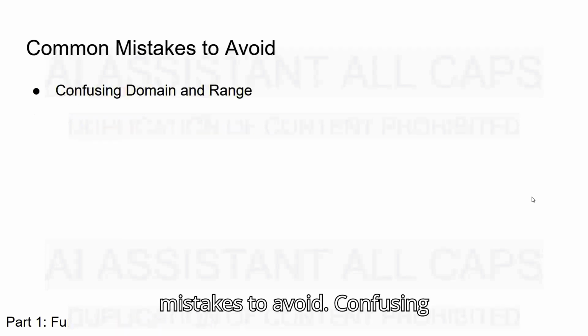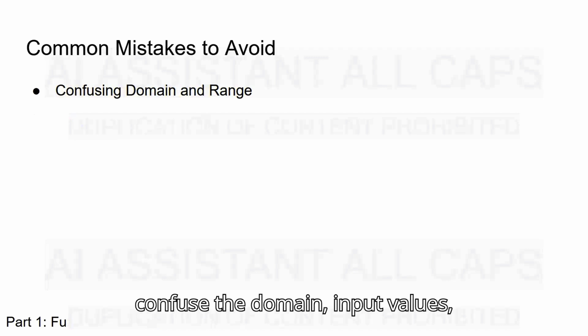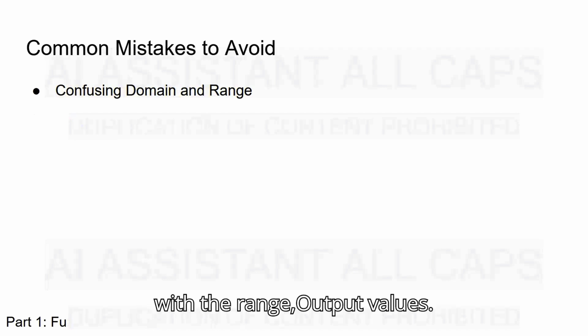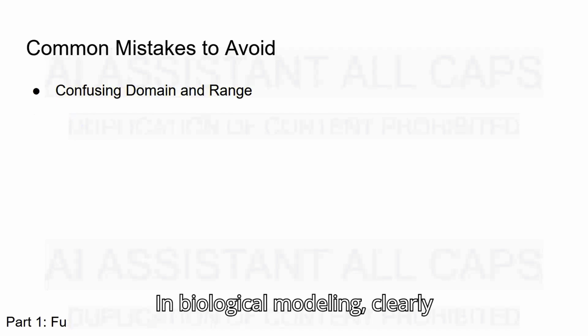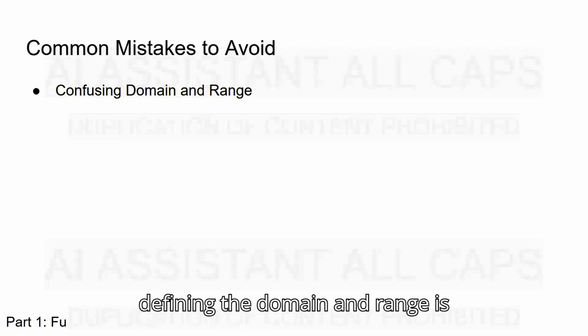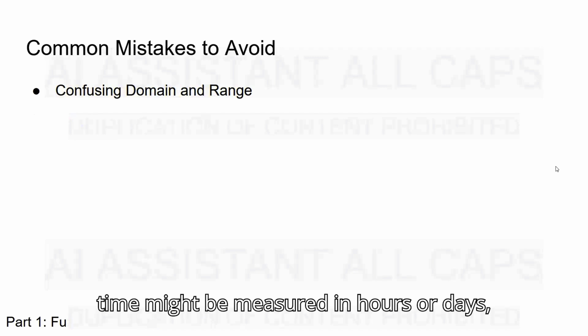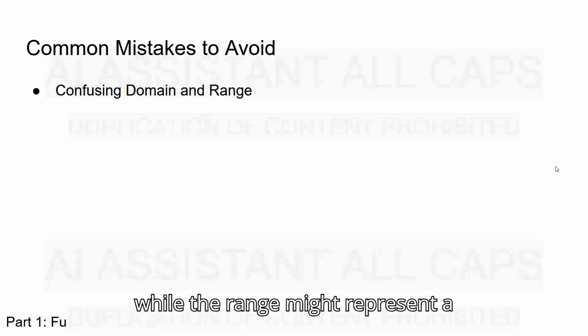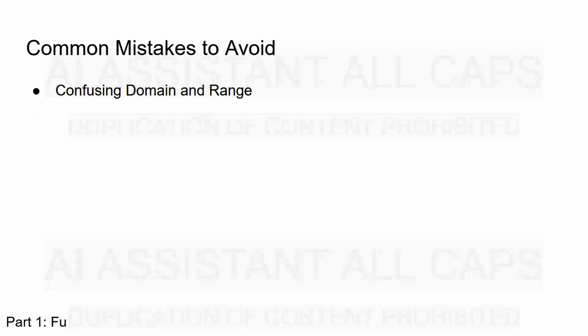Common mistakes to avoid. Confusing domain and range. Students often confuse the domain, input values, with the range, output values. In biological modeling, clearly defining the domain and range is essential. For instance, time might be measured in hours or days, while the range might represent a population count or drug concentration.